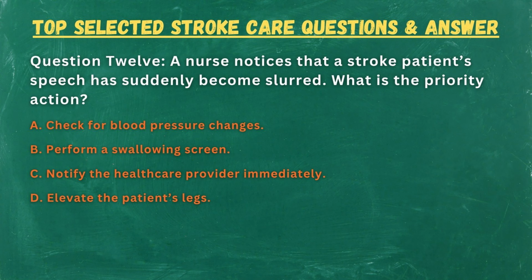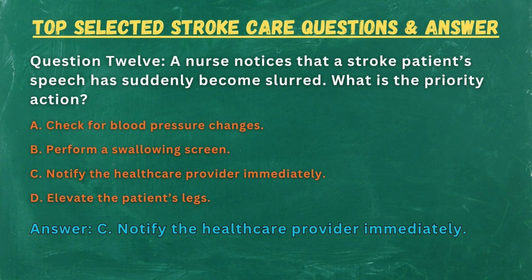Question 12. A nurse notices that a stroke patient's speech has suddenly become slurred. What is the priority action? A. Check for blood pressure changes. B. Perform a swallowing screen. C. Notify the healthcare provider immediately. D. Elevate the patient's legs. Answer: C. Notify the healthcare provider immediately.